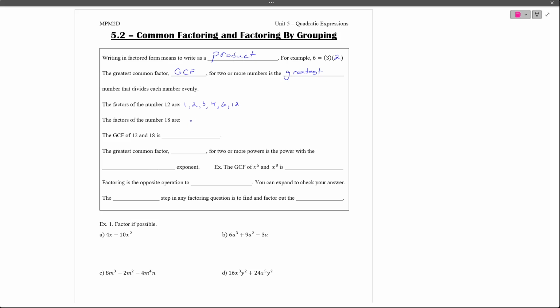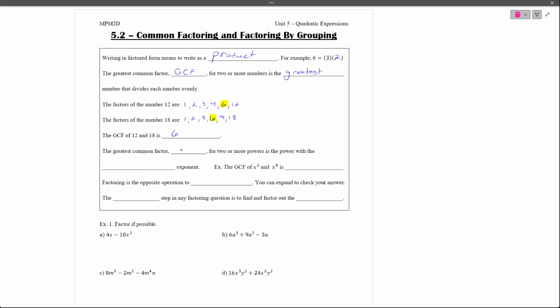How about 18? Well, 18 has 1. It also has 2. We can also divide 18 by 3 easily enough. We can't do 4, but we can do 6. And then the next one is going to be 9 and then 18. So looking through here, what is the greatest factor that divides both of them evenly? Well, 18 doesn't. 18 is bigger than 12. 9 doesn't go into 12. So the next one is 6. So 6 is our greatest common factor. This is important because this allows us to break this whole thing down. So the greatest common factor of 12 and 18 is 6.